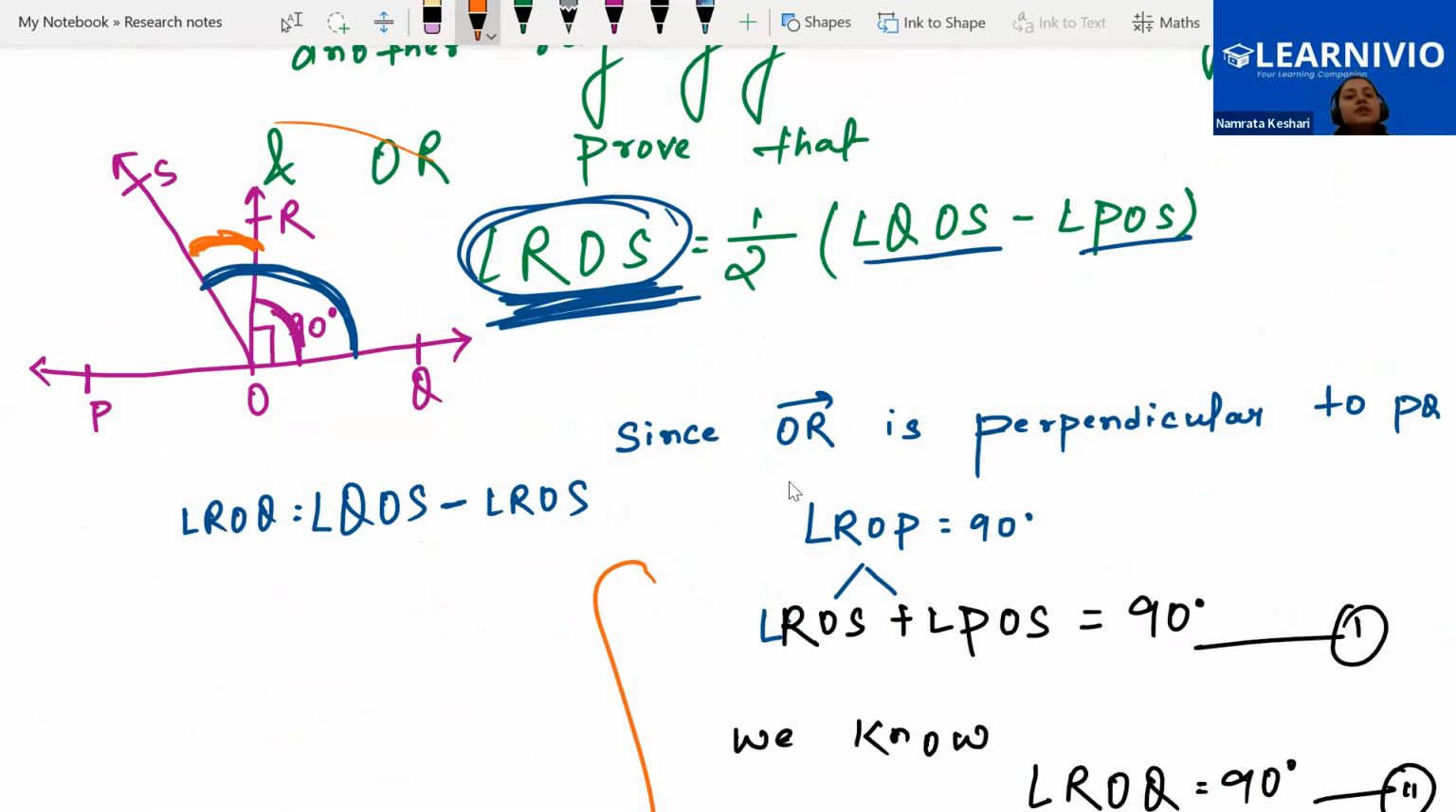We are done with the breaking. Now we are still thinking, now what? Since the other part, ROQ, is also 90 degrees, we can write the broken part is equal to ROQ. Now again we have to break ROQ, and this time also we will try breaking ROQ by using ROS, which is quite tricky.